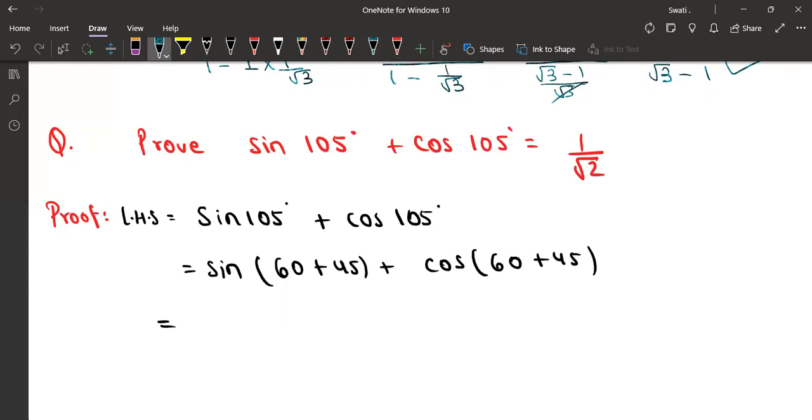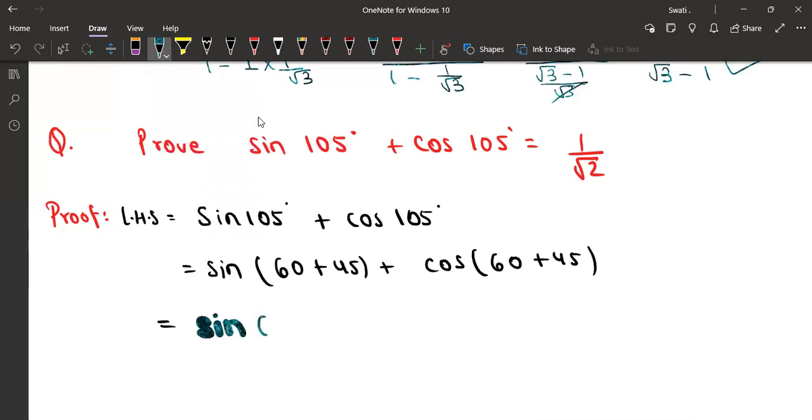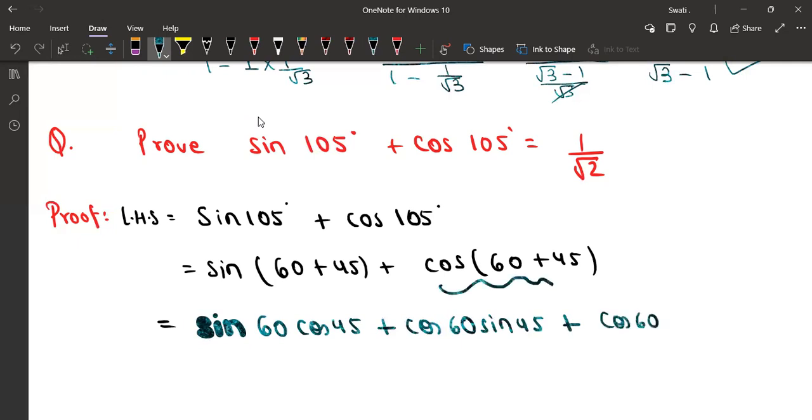So sin A plus B, we know the formula. It is sin A cos B plus cos A sin B. So that means sin 60 cos 45 plus cos 60 sin 45. Now here, it is cos A plus B, and we know that the formula is cos A cos B minus sin A sin B. Now, all we need to do is simply put the values that we already know.